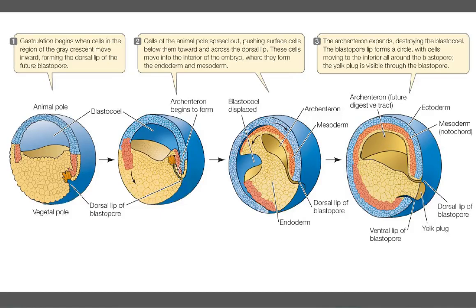Okay, let's repeat that again in another view. So here on top, you have the animal pole with the micromeres. Here below, you have the vegetal pole with the macromeres. And in between them, along the gray crescent, you have the future mesoderm. Now, at the start of gastrulation, you have the formation of the dorsal lip.